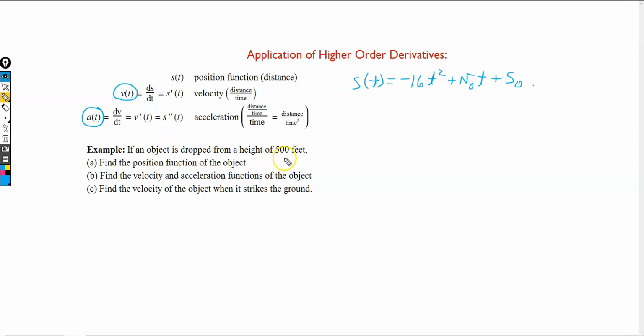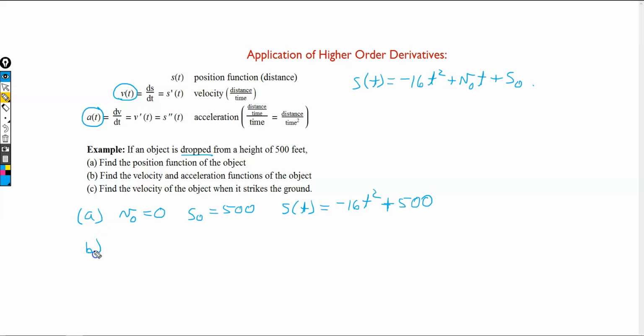Let's take a look at an example here. If an object is dropped from a height of 500 feet, first of all, let's find the position function of the object. Well, for part A, since it's being dropped, our initial velocity is 0, and our initial position is 500. So our position function is simply negative 16t squared plus 500.